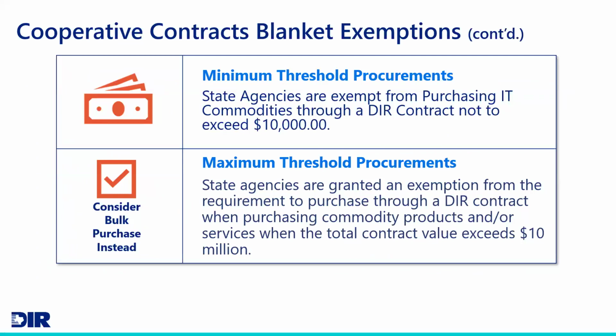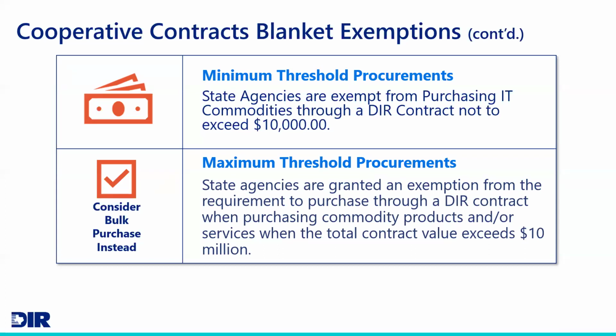Also keep in mind there is a minimum threshold in place for state agencies. So state agencies are exempt from purchasing IT commodities through a DIR contract if your contract value does not exceed $10,000. So if you need to make a hardware or software purchase and the value is under $10,000, you're not required to use DIR's cooperative contracts. We hope that you would use our contracts because we've got some of those items already available. So make sure you do try to reach out to our DIR vendors.